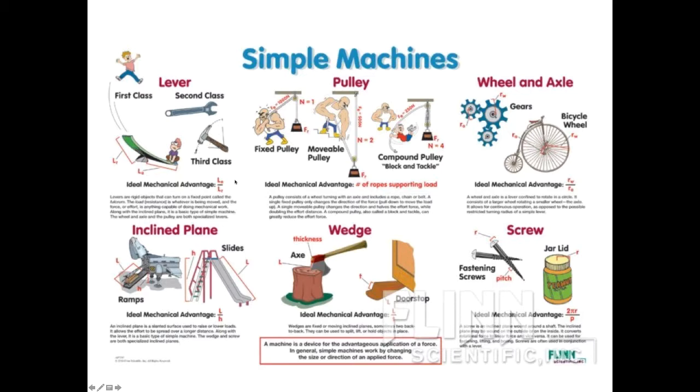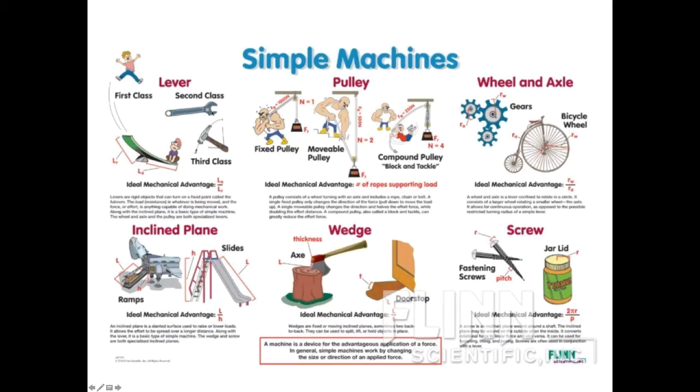And in every case, it's going to be equal to the distance from the fulcrum to the output divided by the distance from the fulcrum to the input. In the second class lever, it's the distance from the fulcrum to the output, which is a very small distance here, compared to the distance from the fulcrum to the input, which is where you put your hand, that's the input.